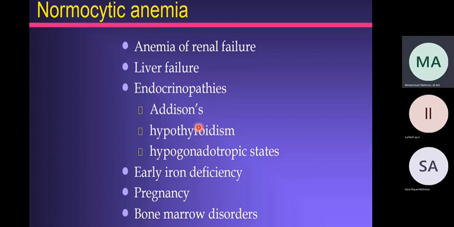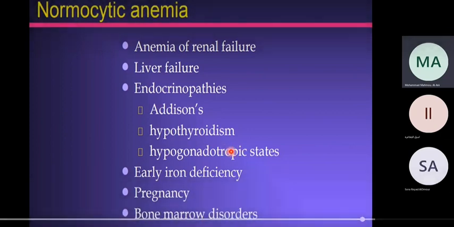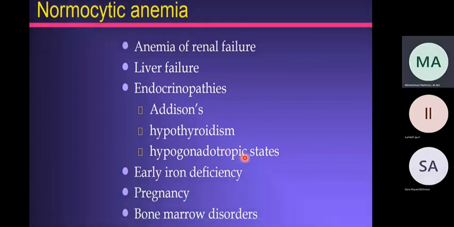Now we come to normocytic anemia, which mainly occurs in patients with chronic diseases like chronic renal failure and rheumatoid arthritis. The causes are anemia of renal failure, anemia of liver failure, and endocrine diseases like hypothyroidism and hypogonadism. These give us normal-sized RBCs.